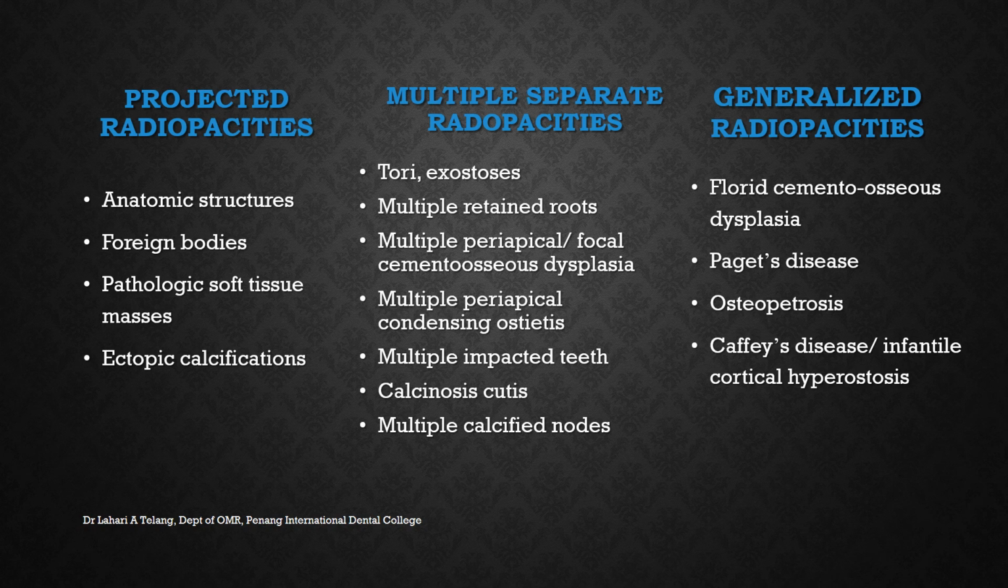Projected radiopacities could be foreign bodies or soft tissue masses which are superimposed over the jaws, and multiple separate radiopacities could be multiple retained roots or impacted teeth, calculi, and generalized radiopacities like florid cemento-osseous dysplasia, Paget's disease, or osteopetrosis.